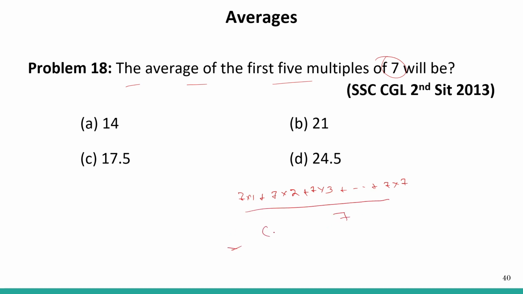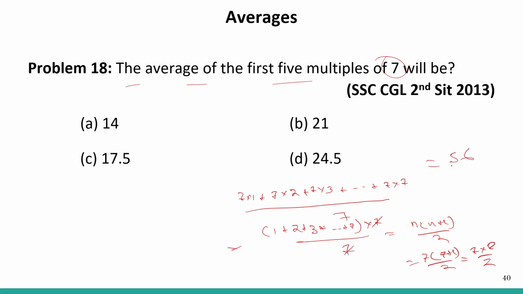If we take 7 common, that is 1 plus 2 plus 3 plus dot dot dot plus 7 whole into 7, whole by 7. So dividing 7 by 7, we get 1 plus 2 plus 3 dot dot dot plus 7. So we know the sum of the first n positive numbers is equal to n into n plus 1 by 2. So that is 7 into 7 plus 1 by 2, is equal to 7 into 8 by 2, that is 56 by 2, is equal to 28. Okay, so 28 will be the correct answer. So let's go forward.